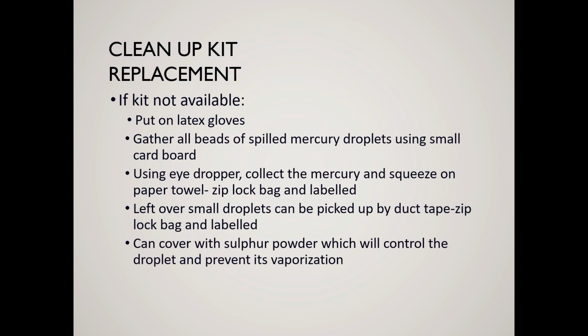Here it is. Cleanup kit replacement if the kit is not available. Put on latex gloves. Gather all beads of spilled mercury droplets using small cardboard. Using an eyedropper, collect the mercury, squeeze it onto a paper towel, put it in a Ziploc bag and label it. Leftover small droplets can be picked up with duct tape, put in a Ziploc bag and labeled. Then cover with sulfur powder, which will control the droplets and prevent vaporization. So these are the things you have to do if the mercury cleanup kit is not available in your dental practice or dental OPDs.